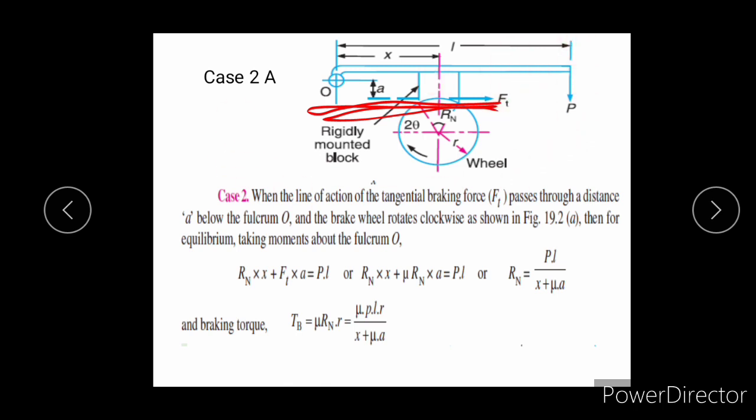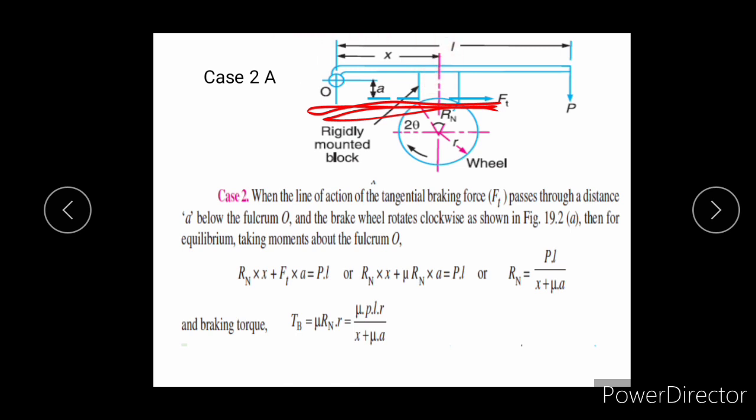So P into L, Rn is acting in upward direction as in previous cases, so Rn into X, it is simple, and it will be in anti-clockwise direction. It means minus Rn into X. So P into L minus Rn into X, and now this Ft is not passing through the fulcrum. It means it will also apply some moment. So Ft is in this direction. The distance of line of action of Ft to the fulcrum O is what? A. So Ft into A, and it will be in anti-clockwise direction. So minus Ft into A.